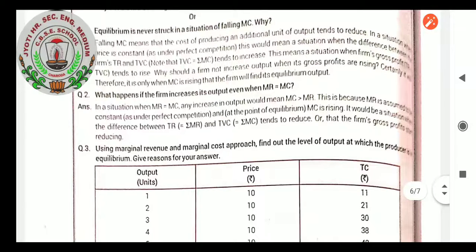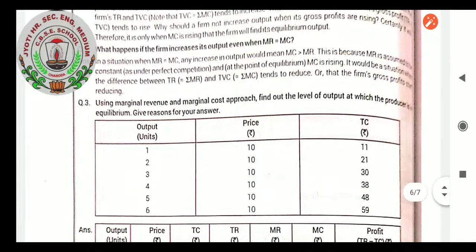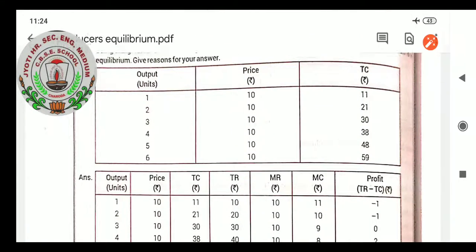What happens if the firm increases its output even when marginal revenue equals marginal cost? In that situation, any increase in output would mean marginal cost greater than marginal revenue. This is because marginal revenue is constant as under perfect competition, and at the point of equilibrium, marginal cost is rising. The difference between total revenue and total variable cost tends to reduce, so the firm's gross profit will be reducing, and it can create a situation of loss. So with this question, students, I will stop my class today.